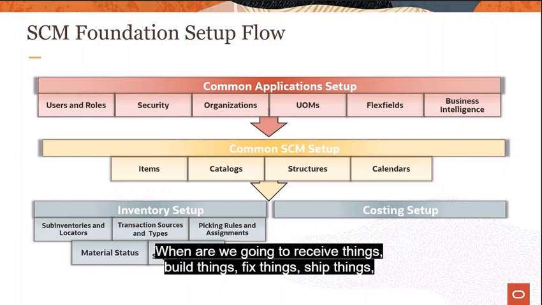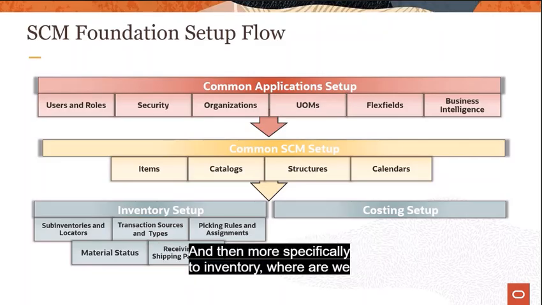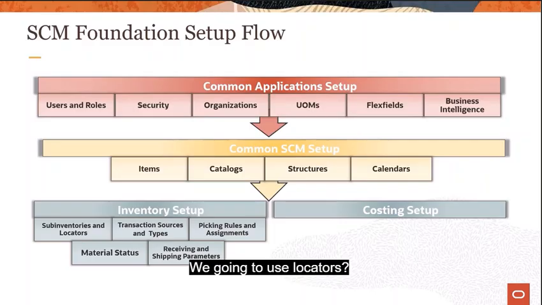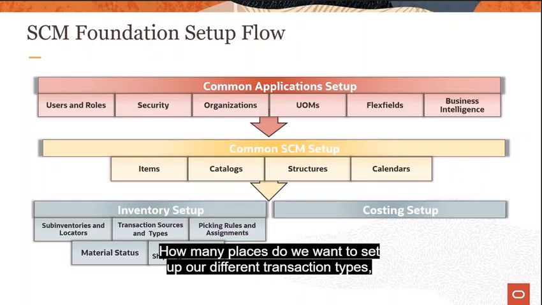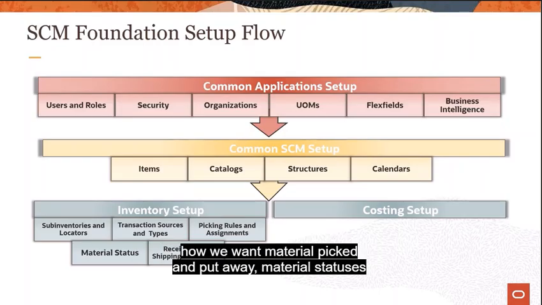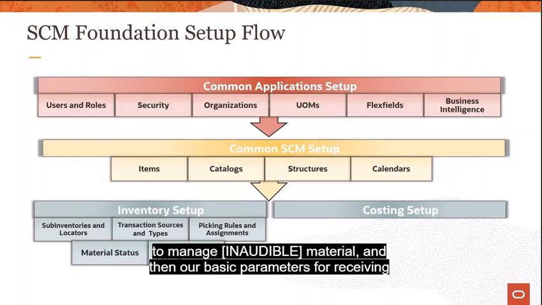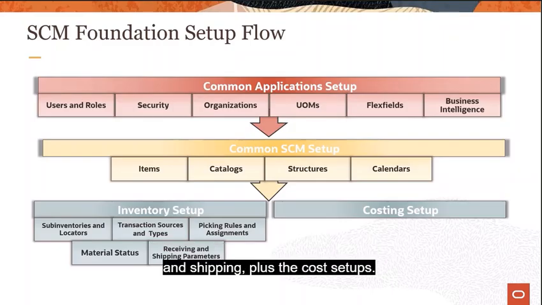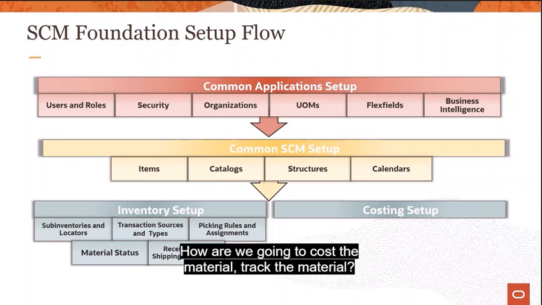And then more specifically to inventory, where are we going to put the materials and the sub-inventories? We're going to use locators, yes, no. How many places do we want to set up our different transaction types? How we want material picked and put away, material statuses to manage and move material, and then our basic parameters for receiving and shipping, plus the cost setups. How are we going to cost the material, track the material? What kind of cost books do we need to set up? What kind of cost elements, cost components, valuation units?